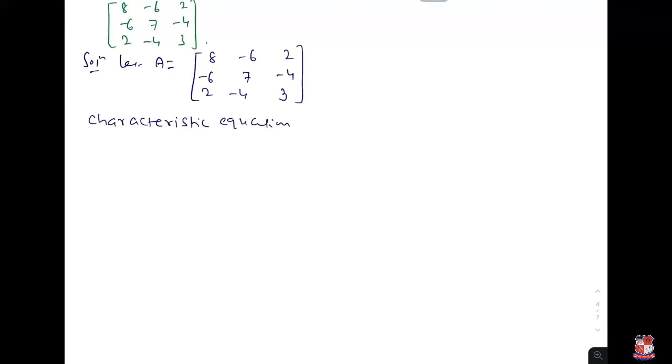And we know that is nothing but determinant of A minus lambda I equal to 0. We'll also have lambda cube minus s1 lambda square plus s2 lambda minus s3, and that is equal to 0.